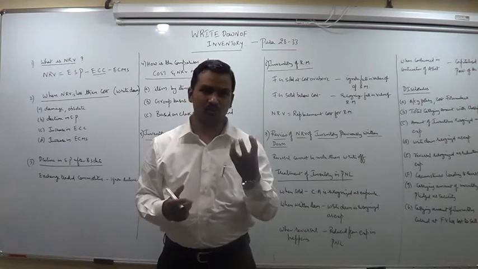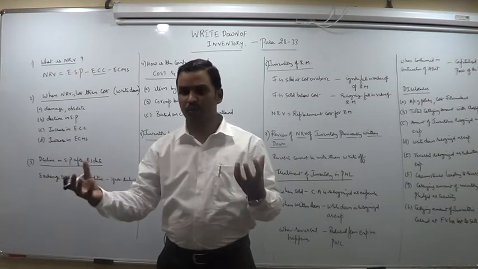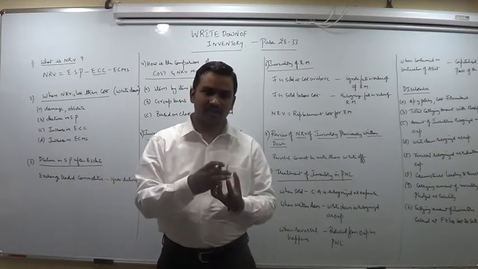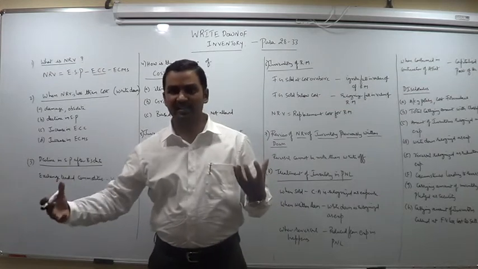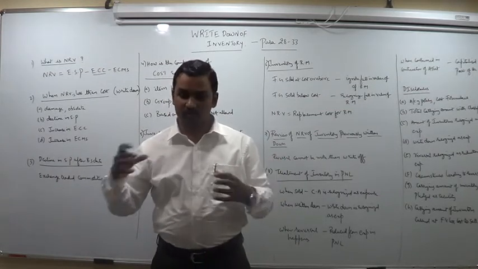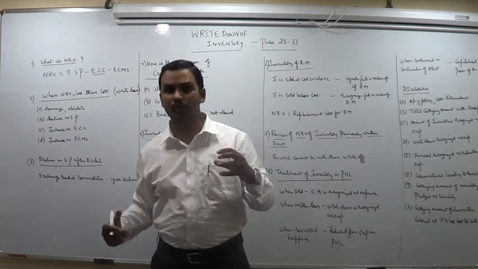Suppose I have incurred 100 rupees to buy an asset, but I know that when I sell it, I am going to get only 80 rupees. It is not correct for me to show the asset at 100 rupees, because I know that when I sell the asset I am going to recover only 80. So an asset cannot be shown at cost where the recoverable amount is below cost.